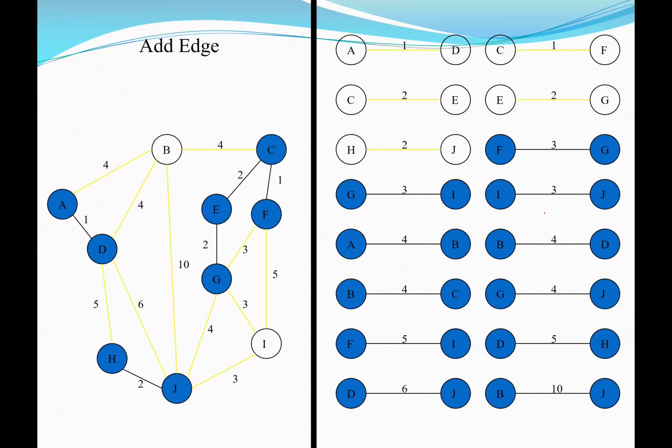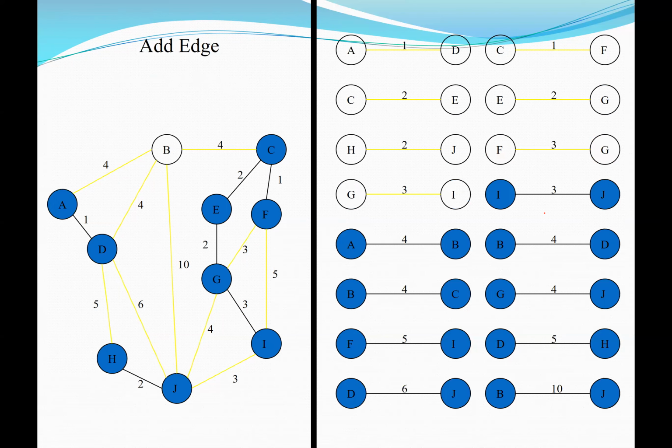And next one will be FG. That's the next on the line. So FG. But what happens? When you connect FG, you will create a circuit. Yes, you can see here. When you connect FG, you create a circuit. So that's a bad one. So we're gonna throw that away.